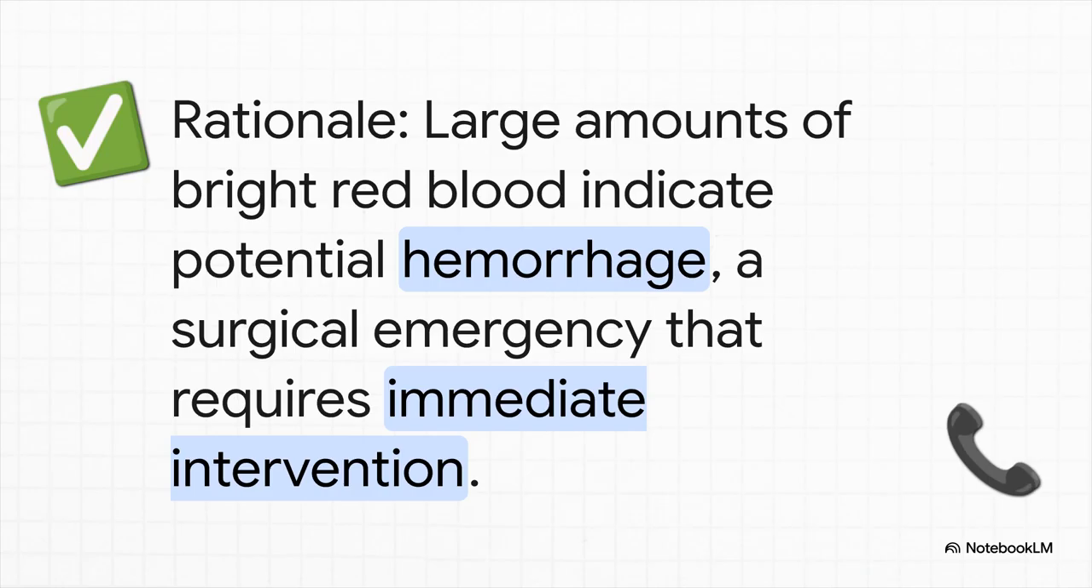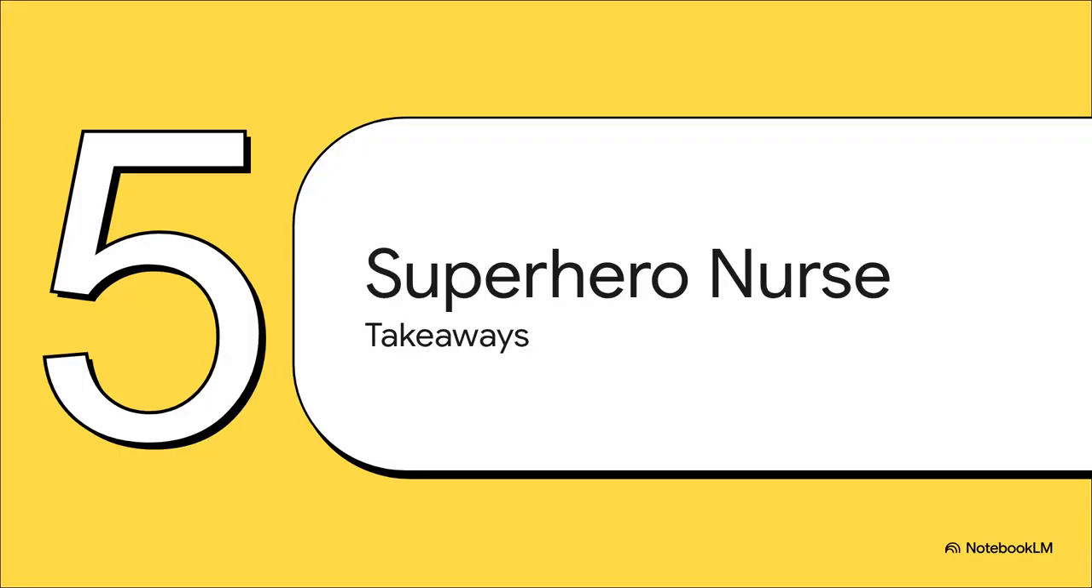Notify the surgeon immediately. Look, increasing the irrigation might help with some tiny clots, but it is not going to stop an arterial bleed. Bright red blood means active hemorrhage, and that is a surgical emergency that requires a surgeon to intervene right now. Wow, we have covered a lot of ground.